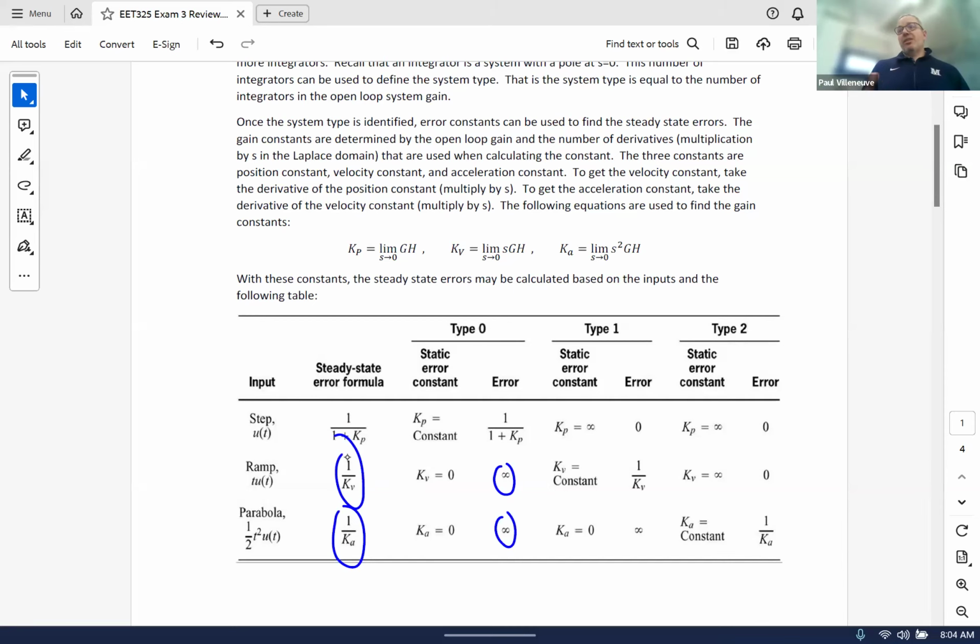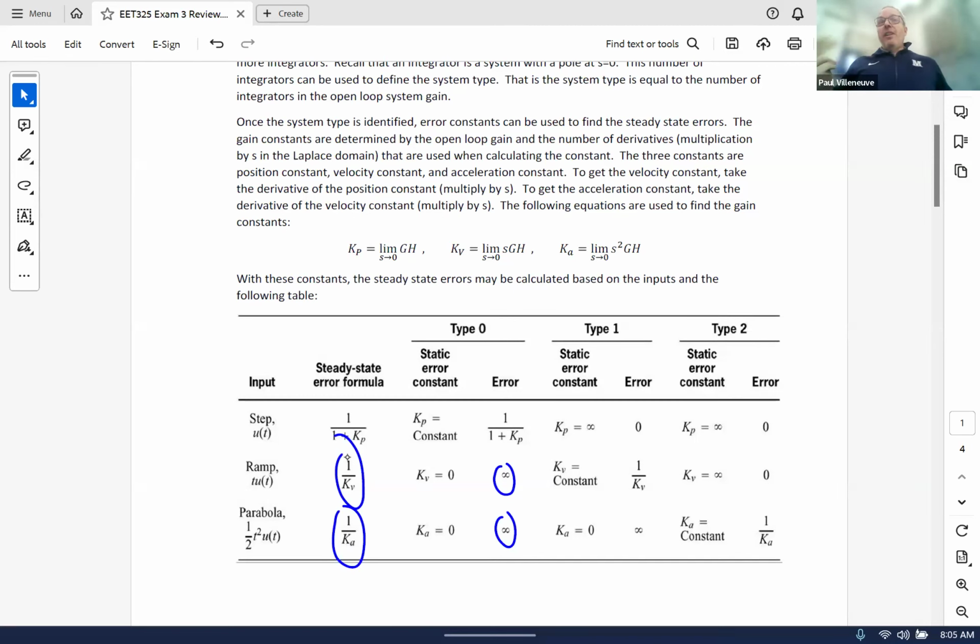So for a type 0 system, just look at the table. Type 1 system, look at the table. In a type 1 system, you know that K sub P is going to be equal to infinity, which means your steady state error is going to be 0, which makes sense. Because if you're trying to keep up with something that is constant in its input, the only way you can get to that is if you have at least one integrator to take out the error.